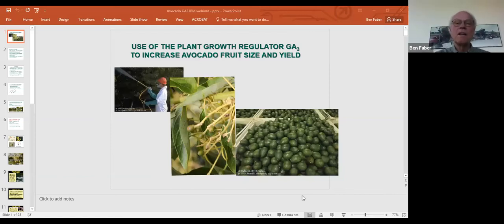This is a combined presentation of material that I put together along with what Carol Lovett, a biologist at UC Riverside, did. The topic is the use of the plant growth regulator gibberellic acid 3 to increase avocado fruit set and yield. This is the application of a material to a plant in order to increase fruit set and potentially yield. And this is based on 6 years of work that Carol Lovett did.